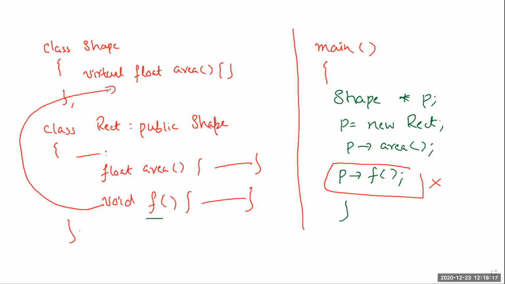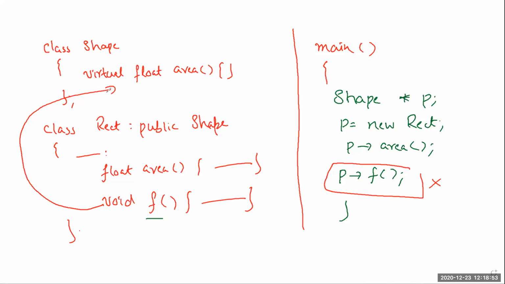This is something which many students miss when they are writing the program, maybe in a hurry or due to some reason. So please be careful about this limitation of polymorphism: whenever you are making a child class, if there is a function which is present only in the child class and not in the parent class, then with the pointer of the parent class, you will not be able to call it. Of course, if you make an object of rectangle, like regular rectangle r, then r dot area, r dot f, you can call it. But of course, if you are doing that, then you are not using polymorphism.